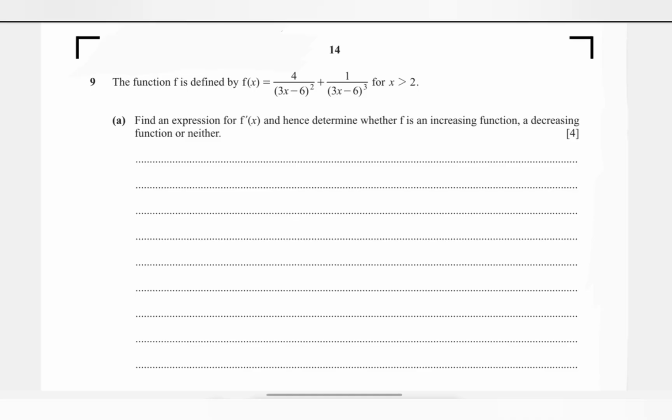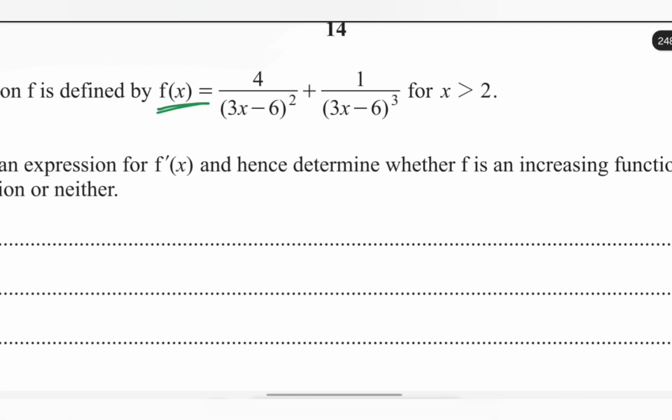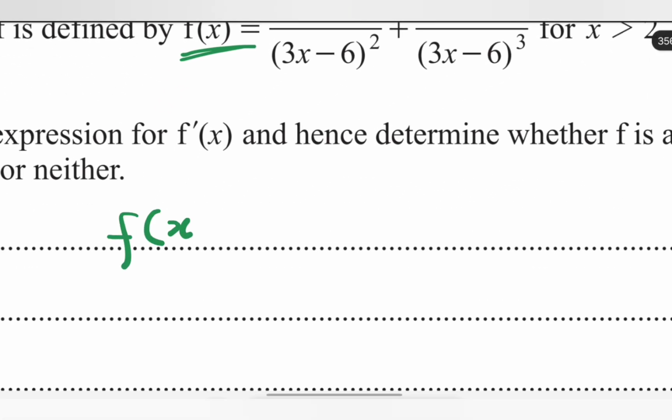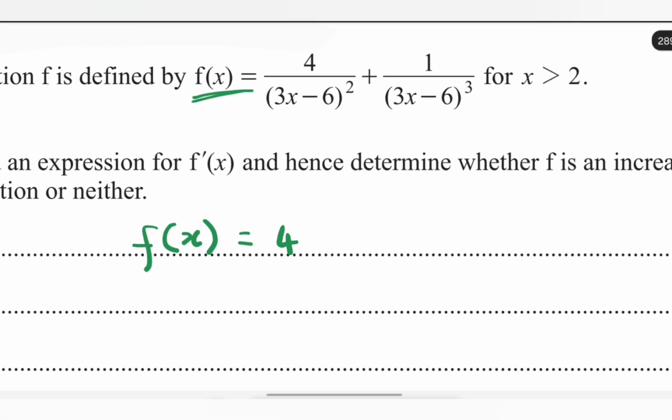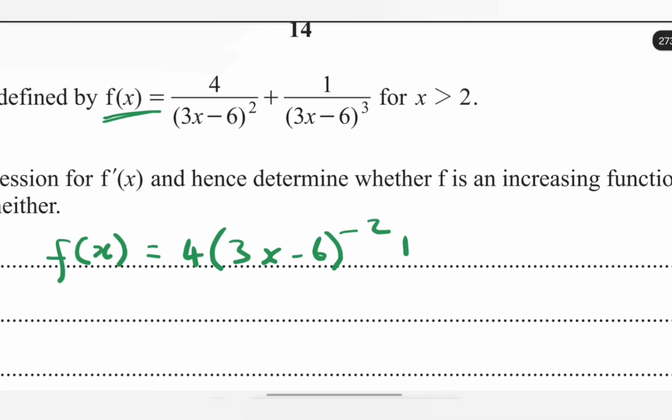So it's good to understand that f prime of x is the derivative of f of x. So for us to get the derivative there, we're just going to rewrite this first into this form, where we put 4 (3x minus 6) to the power minus 2 plus (3x minus 6) to the power minus 3. It's easier to differentiate this way.